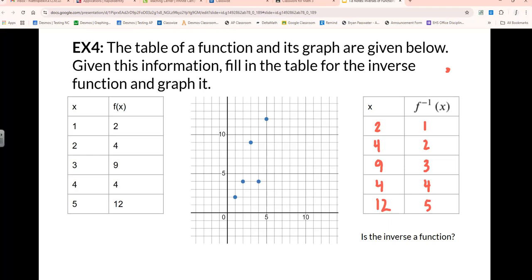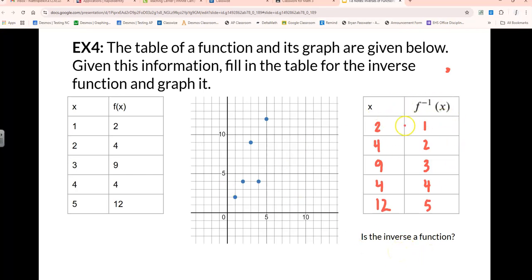Now, the reason I put the graph here is because another thing we need to think about is whether our inverse is also going to be a function. This is our original f of x, and it is a function, because if we do the vertical line test here, we only hit one point everywhere on the graph. So I also want to know if the inverse is a function.